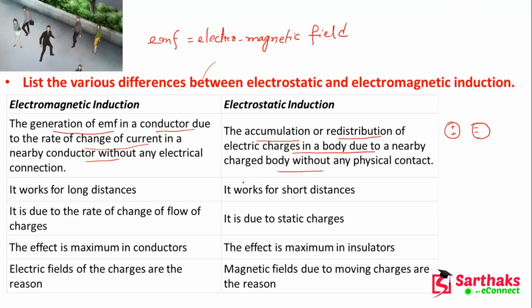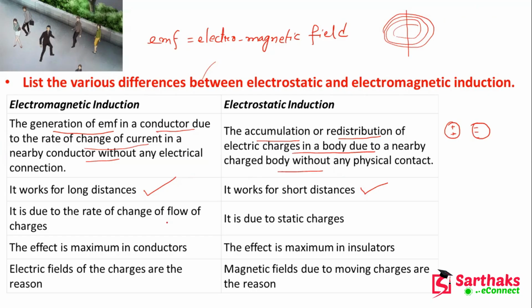In electromagnetic induction, an electromagnetic field is created in a conductor due to the rate of change of current in a nearby conductor without any electrical connection. Suppose you have a conductor here, there will be some electromagnetic induction, and it works over long distances. Electrostatic induction works for short distances.